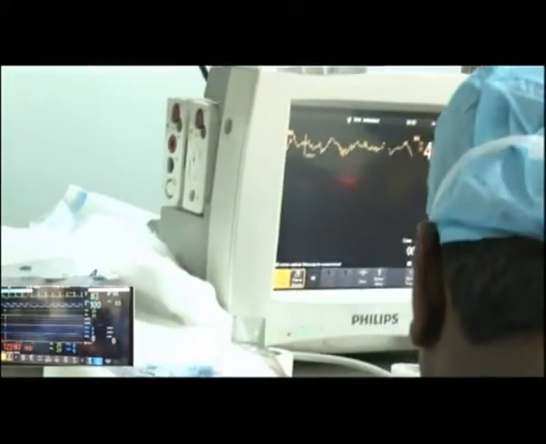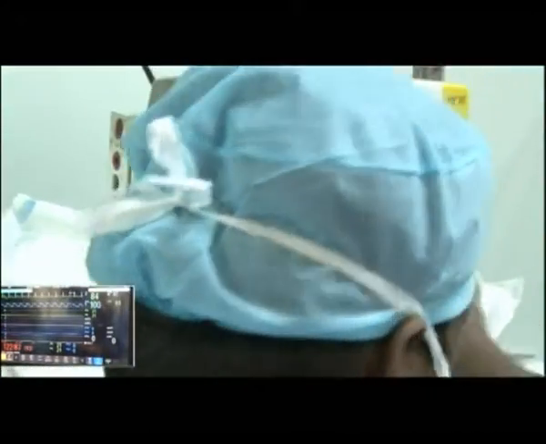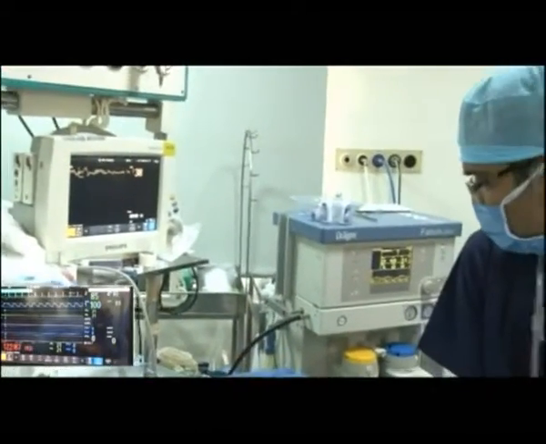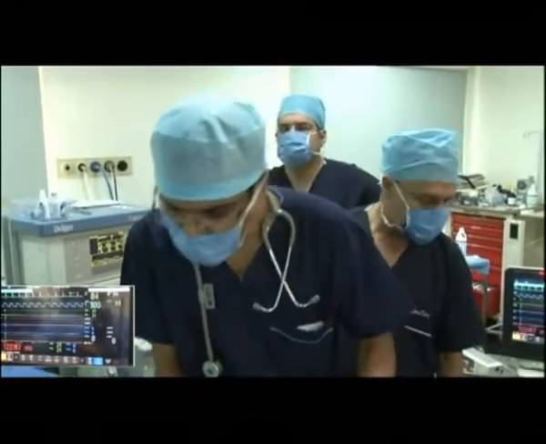So there's a question about connecting to the end-tidal carbon dioxide, EtCO2. So whenever you're comfortable, you can intubate.